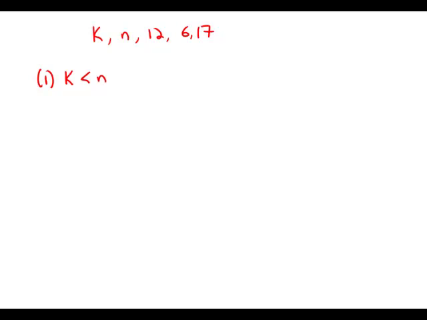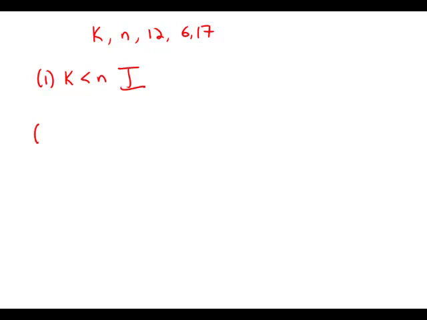Well, that statement alone doesn't allow us to have a value for N. Even if we knew that K equaled 7, N could equal 8 or N could equal 5,000, could equal anything. So this statement by itself is insufficient.